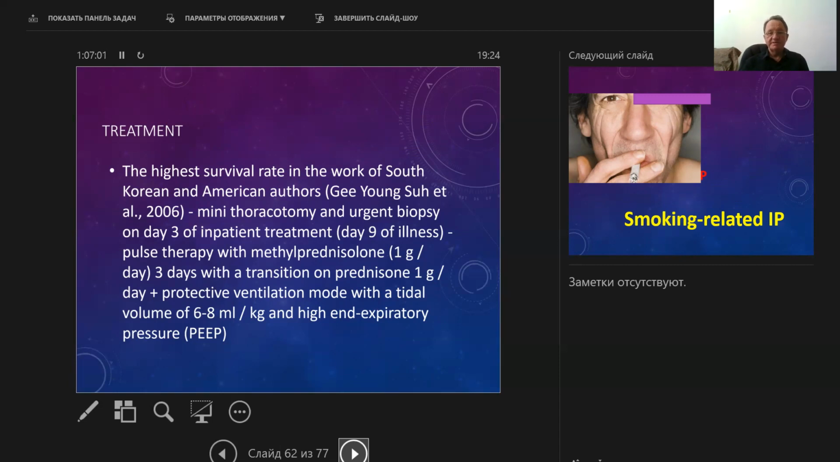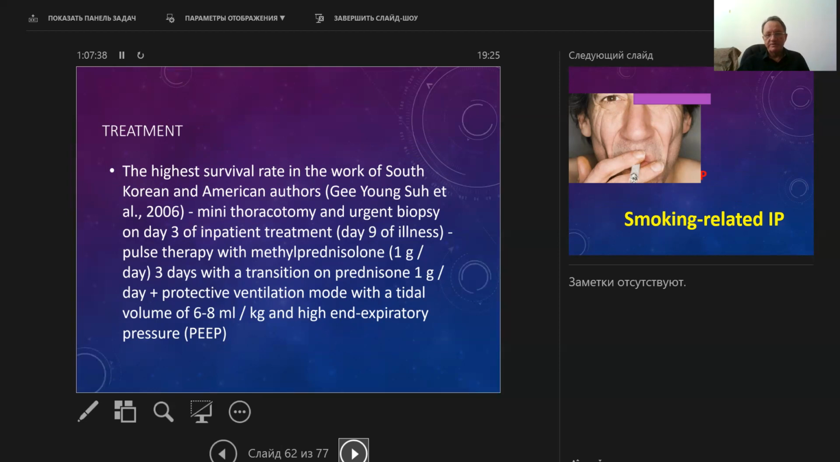And the highest survival rate. But frankly speaking, now after experience treating patients with new coronavirus infection, I suspect it is the same acute interstitial pneumonia. It's a disease of viral etiology, for example, this confirmed new coronavirus.